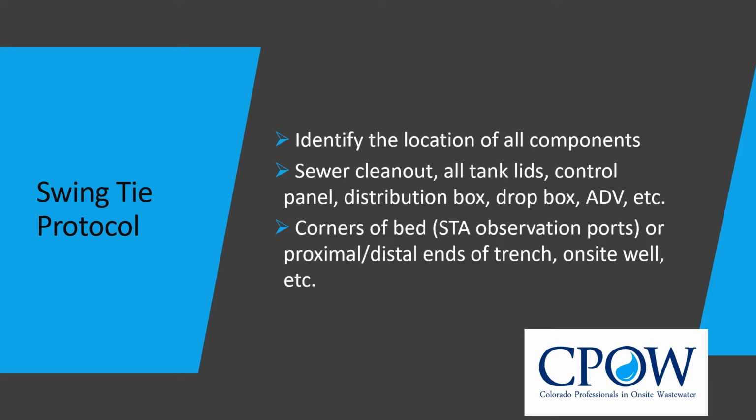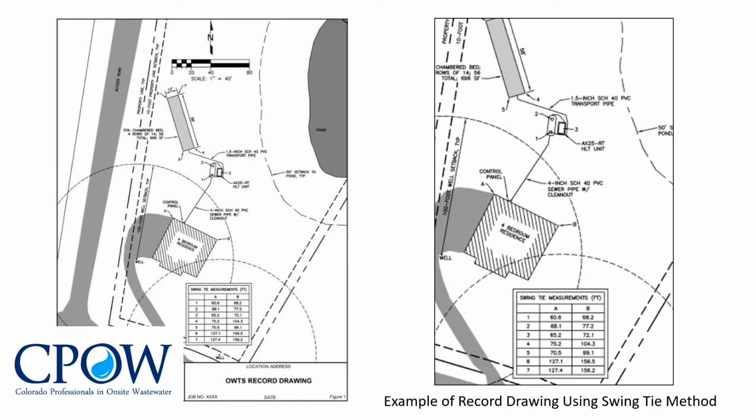This is typically a two-person job in order to provide the best accuracy. This is an example of a record drawing using the swing tie method. In this drawing, two corners of the house, A and B, were used to obtain swing tie measurements to the OWTS components. The center of the risers and treatment unit were the components being identified. The corners of the STA were also located.